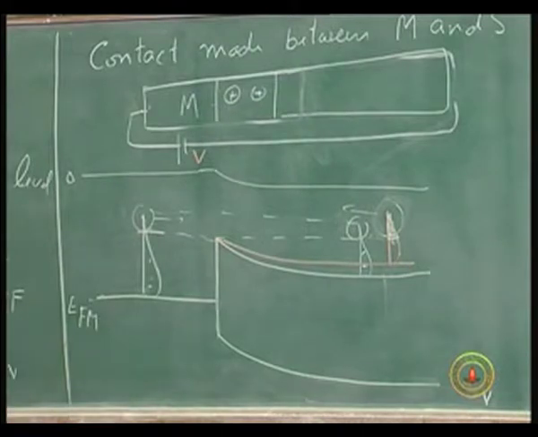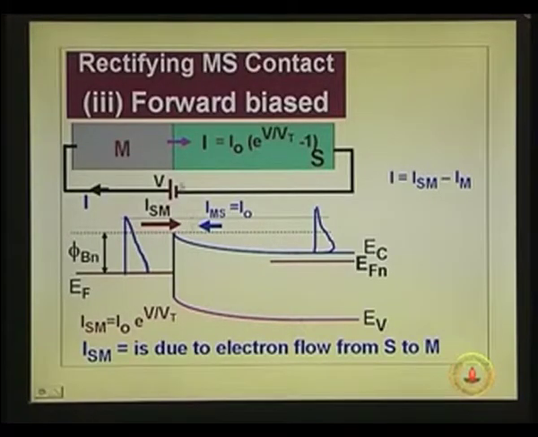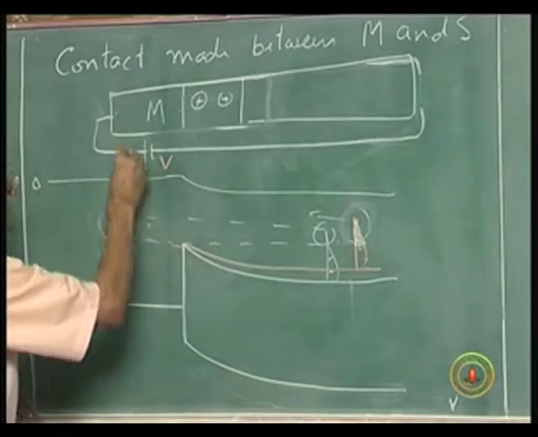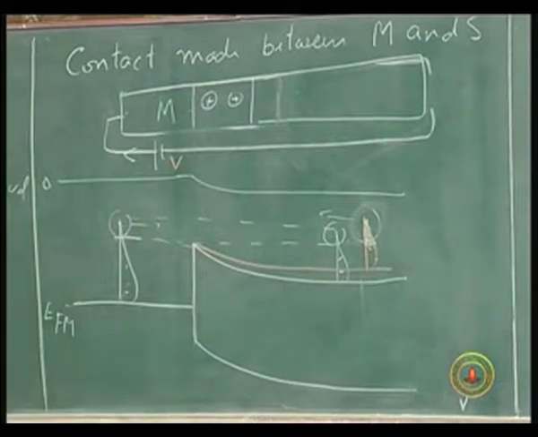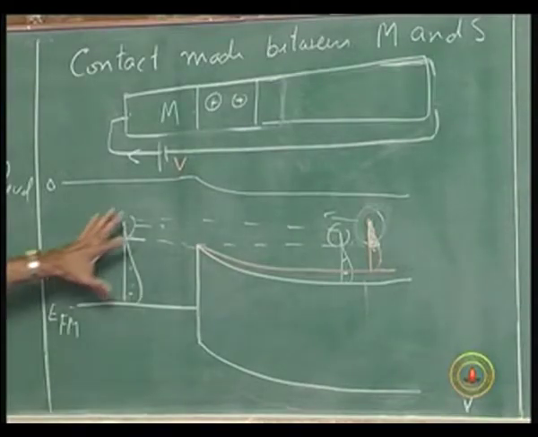That is the thing which we have marked as I SM and I MS. I MS is the current due to electrons injected from metal to semiconductor, that is I naught. I SM is the current due to electron injection from semiconductor to the metal. So, these extra electrons give rise to current in that direction, and that is why the current is I SM minus I MS. This I have gone through in detail last time, but some of these things might not have been very clear, and now with this diagram I think it is much better.